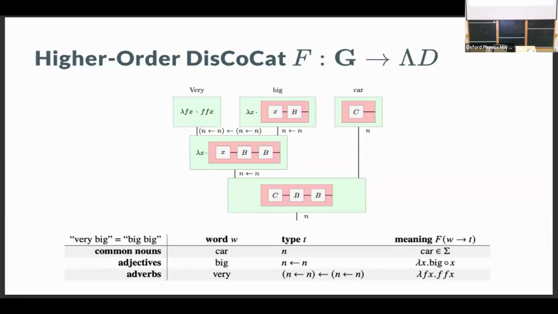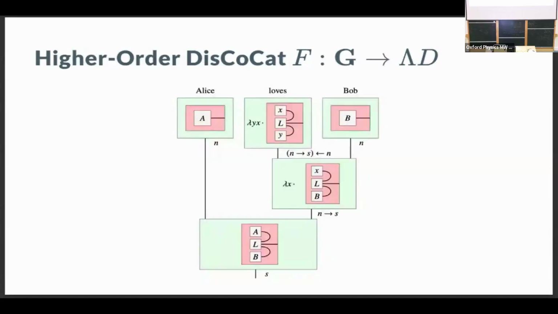And so it's a silly example, but it's an example of something you can't really do with a linear model, right? You can't copy vectors in the normal DisCoCat models. And in this case, well, you can do whatever you want. You've got the lambda calculus, this sort of meta language where you can copy variables. So you take the big, you apply it twice to your thing car, and you get a car which is big, but very big.